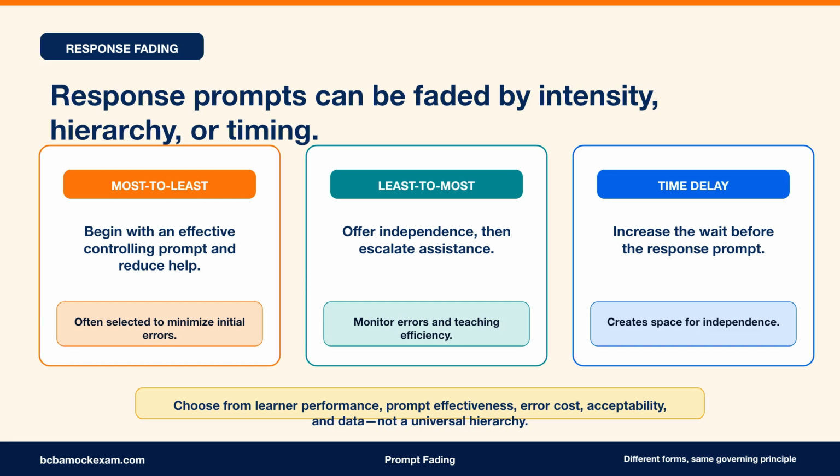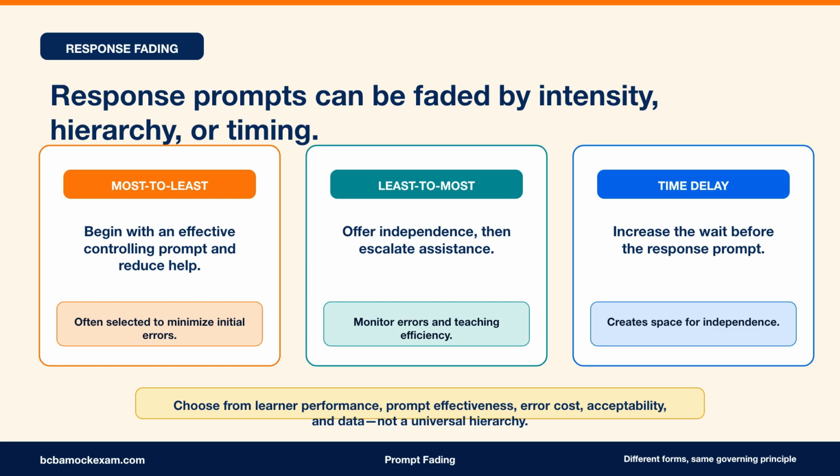Response prompts can be faded in several ways. Most to least begins with an effective controlling prompt and systematically reduces assistance. Least to most gives an independent opportunity and adds progressively more controlling help only when needed.